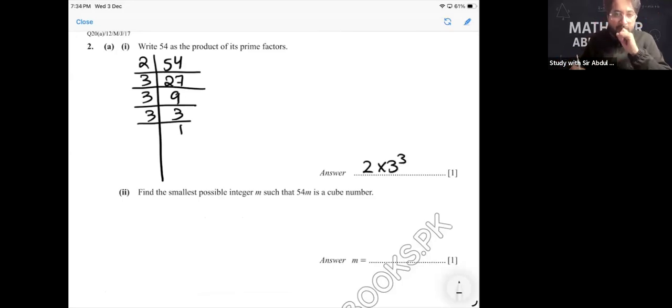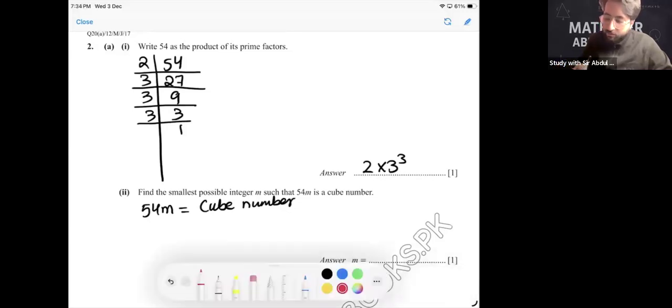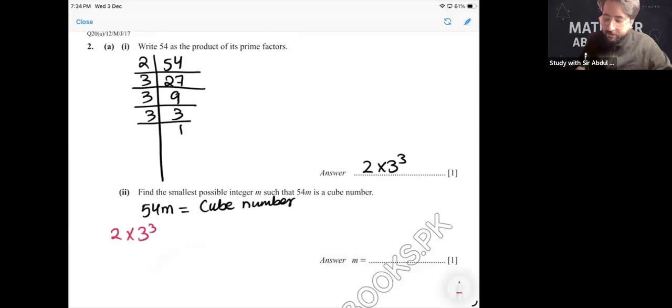They say, find the smallest possible integer m such that 54m is a cube number. Okay, 54m should be equal to a cube number. Now remember that signal, that cube number signal, okay? Cube number. Okay, guys, I have 54 in this particular question, and 54 can be written as 2 times 3 cube, and that's m. Yes or no?